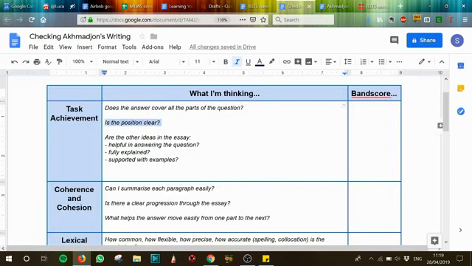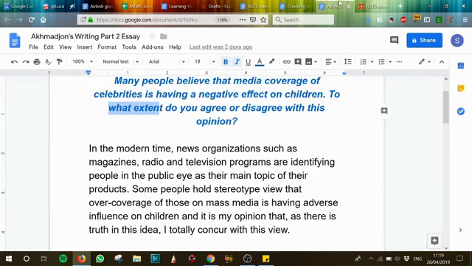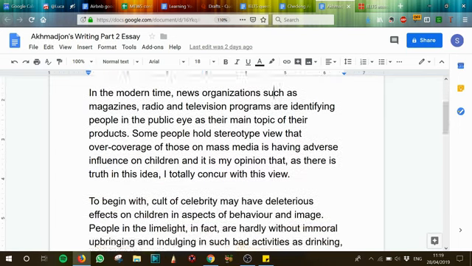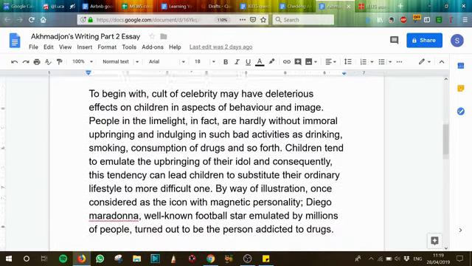Secondly, is the position clear? So this means it's a clear yes or a clear no or a clear maybe. Whatever the position is, it must be clear. I must be able to say, Akhmajon thinks that, and be confident when I complete that sentence. Now, I think I can very confidently say Akhmajon thinks that media coverage of celebrities is having a negative effect on children. It's very clear what his view is in his essay.